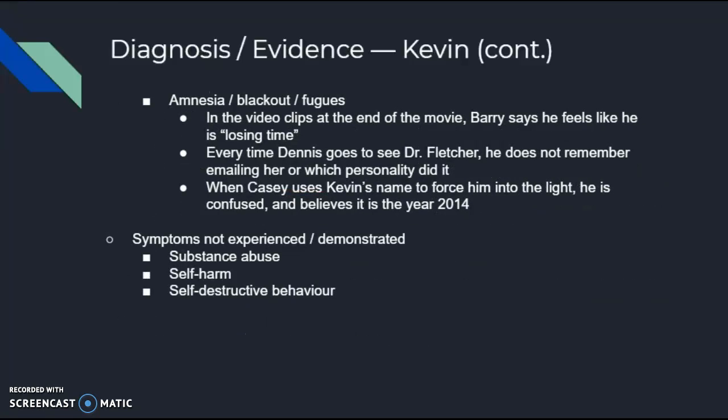Past individual personalities and other symptoms of DID that Kevin experiences are blackouts, fugues, and amnesia. In the movie, multiple of the personalities claim that they're losing time and not aware of how they got places. Some of the personalities also keep emailing Dr. Fletcher, but Dennis, who thought he was in control at the time, has no recollection of this. This is particularly emphasized when Kevin is called to the light, and he demonstrates an overwhelming confusion of where and when he is, believing that it was 2014.